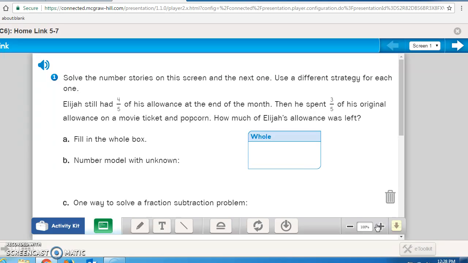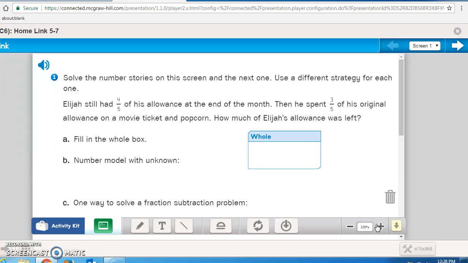I will read every problem to you so that you can do this independently. Number 1 asks, solve the number stories on this screen and the next one and use a different strategy for each one. Elijah still had 4/5 of his allowance at the end of the month. Then he spent 3/5 of his original allowance on a movie ticket and popcorn. How much of Elijah's allowance was left?